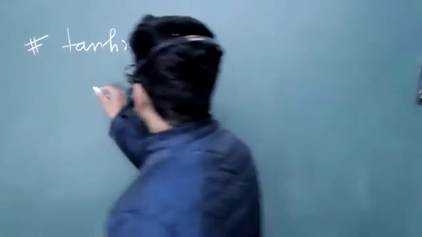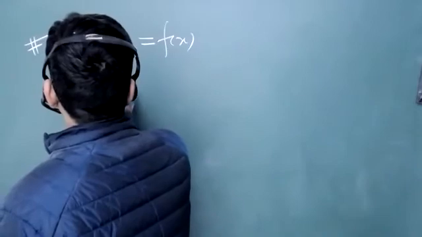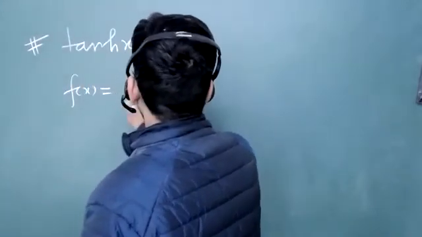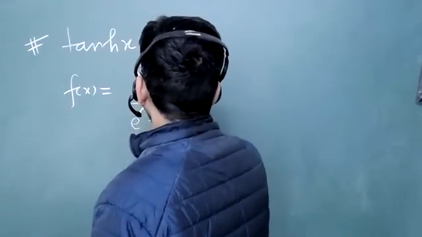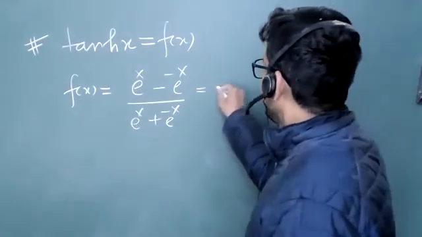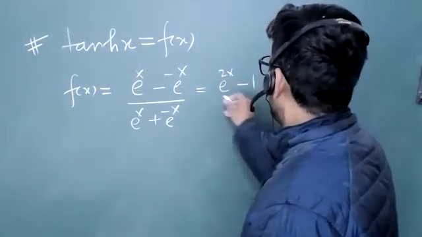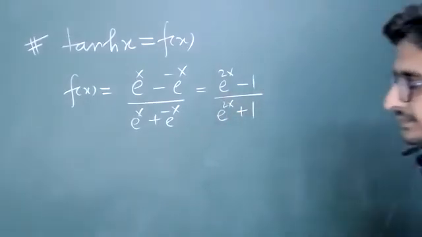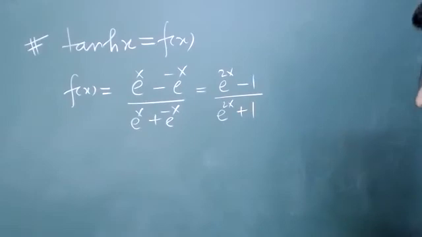So we will write that f(x) is equal to (e to the power x minus e to the power minus x) over (e to the power x plus e to the power minus x), right? यही तो होता है. So this will become (e to the power 2x minus 1) over (e to the power 2x plus 1). Am I right? Yes sir. सबको समझ आ रहा है भाई? Yes, sir. Now, how to handle this?